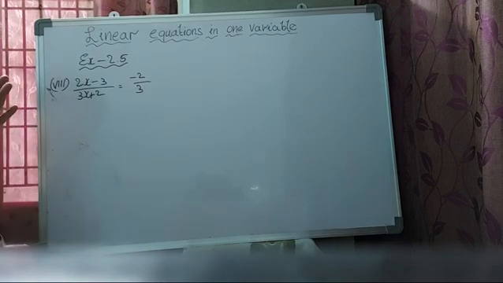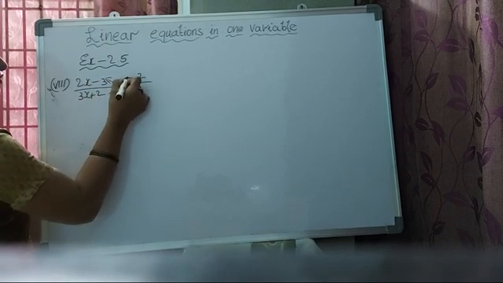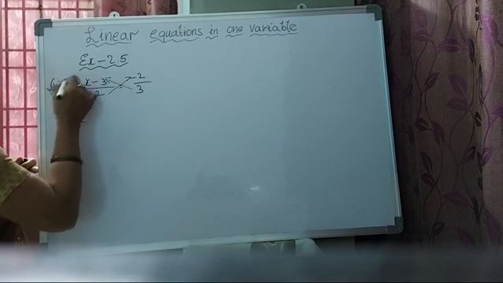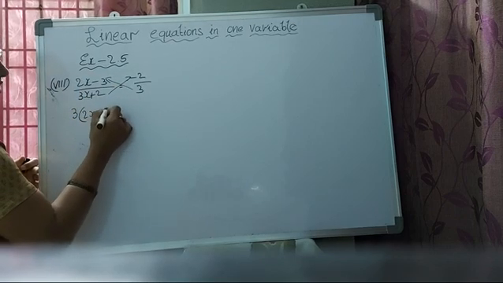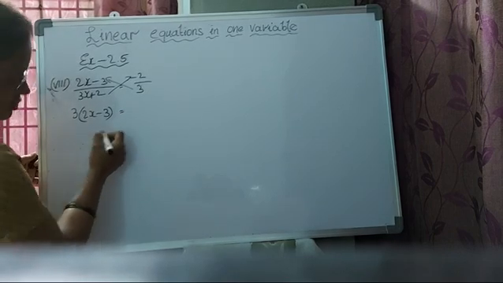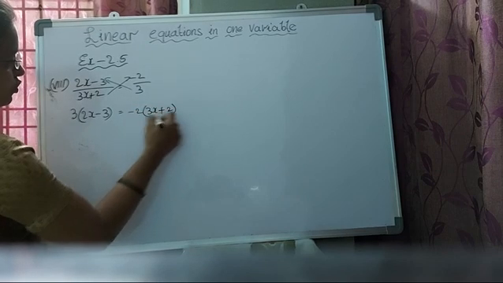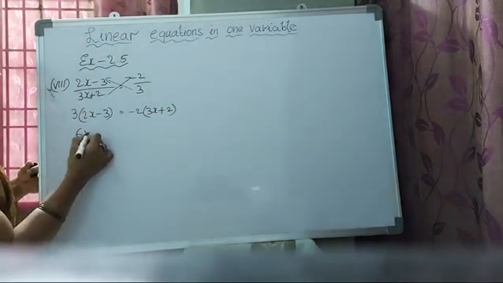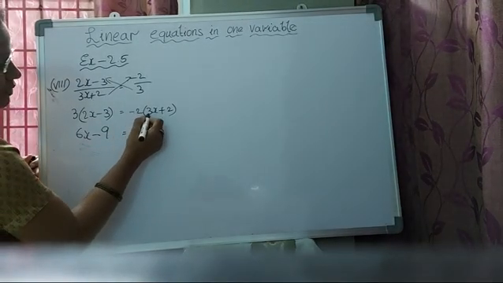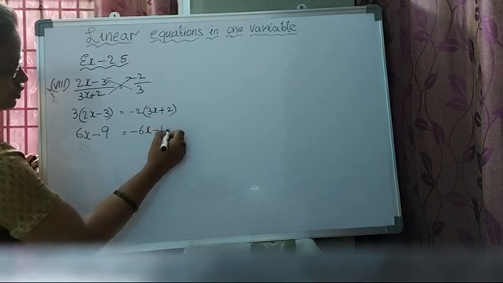Okay, see, this one, cross multiplication. This is in fraction form. So, cross multiplication. With 3, you multiply the whole 2x minus 3, the whole equation. Here, with minus 2, you multiply this whole thing, 3x plus 2. Now, 3 2s are 6x, minus into plus minus, 3 3s are 9. Here, minus into plus minus, 2 3s are 6x, minus into plus minus, 2 2s are 4.